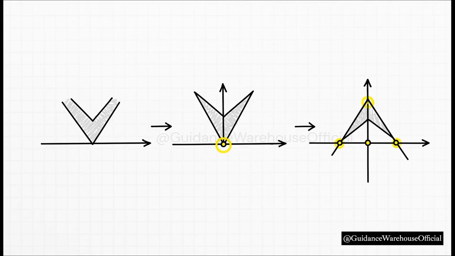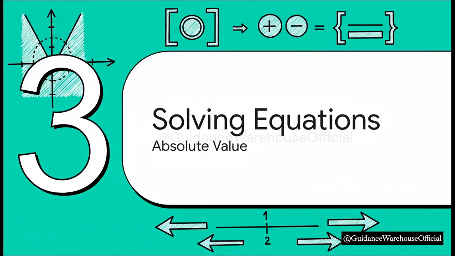Depending on how the graph is shifted up or down, or whether it opens upward or downward, it might hit the horizontal axis 0 times, exactly once if the corner point rests right on the axis, or twice. Moving on to section 3, solving the equations.